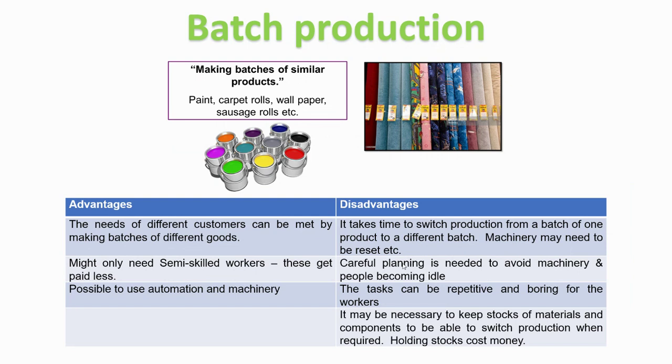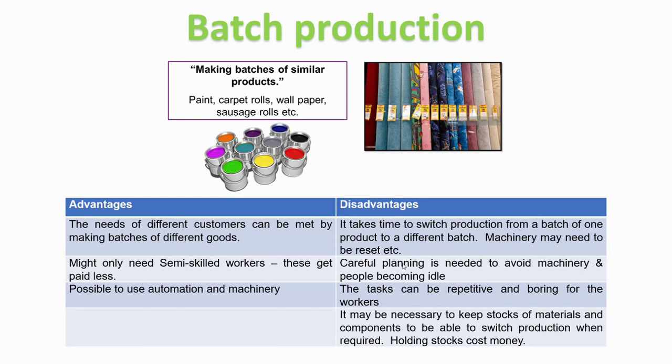The danger you've got with batch production is that it's going to take you some time to switch the machines over. So having made the yellow paint, I've got to clean the vats down, clean the pipes down, and I'm going to now make the blue paint. So there's going to be time in between resetting and cleaning machines.